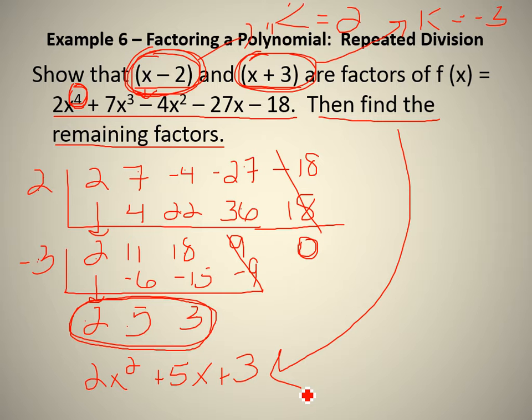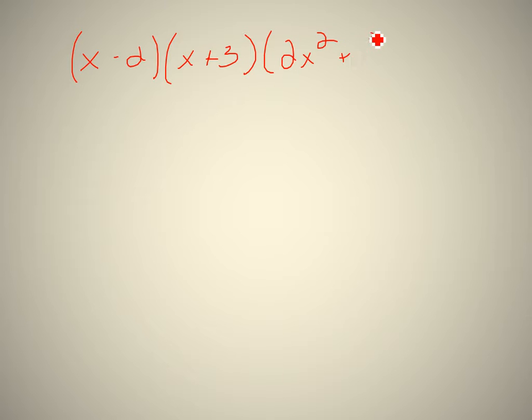So keep in mind what I have here as far as the factors go. I already have x minus 2, and I know that that's a factor. I have x plus 3, and I know that that's a factor. And then I also have the result that I got from doing synthetic division, which was 2x squared plus 5x plus 3. And what I want to attempt to do is factor this.